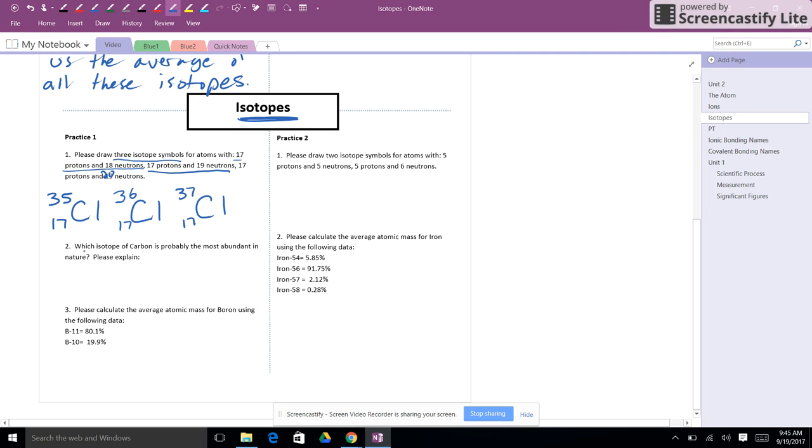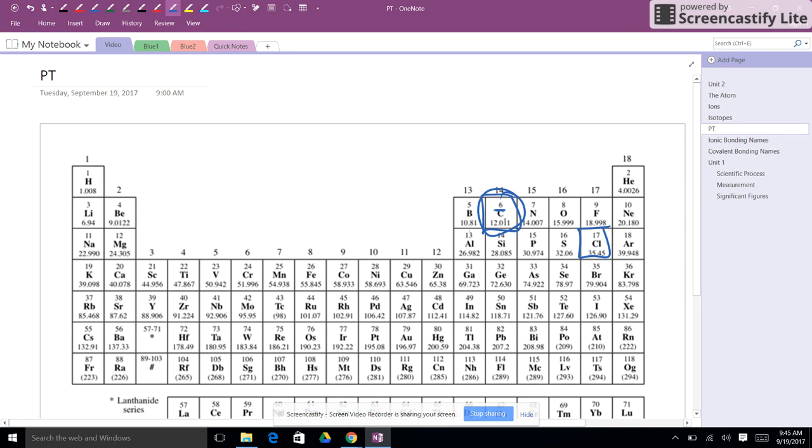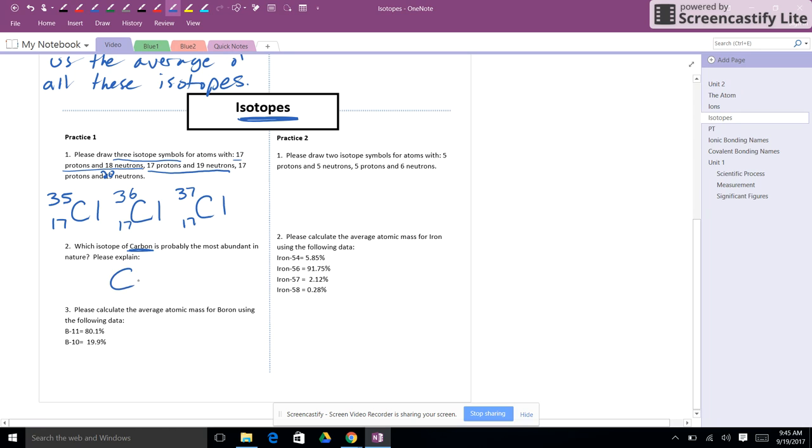Okay, question 2. Which isotope of carbon is probably the most abundant in nature? Now, we might not know for sure, but I think if we look at our periodic table and look at carbon again, you see that carbon is 12.011. So this is an average, the average mass of all the carbon isotopes on Earth. And I think all we want to do is look at what whole number this is closest to. And 12.011 is definitely closest to 12. So I would probably say carbon 12 is the most abundant isotope of carbon on Earth.